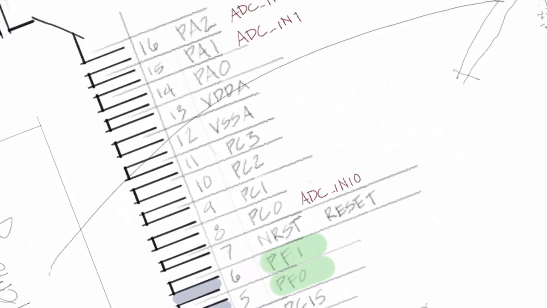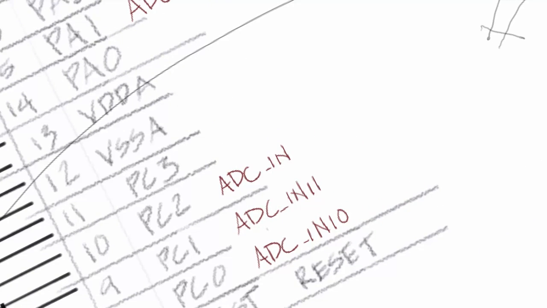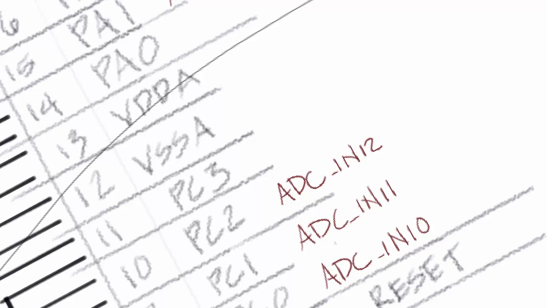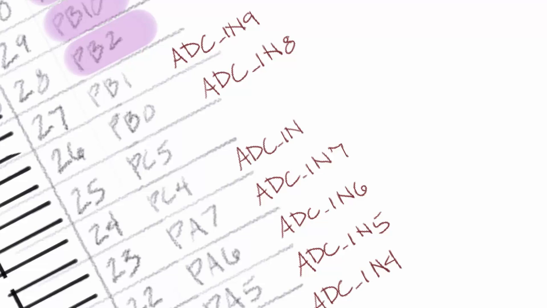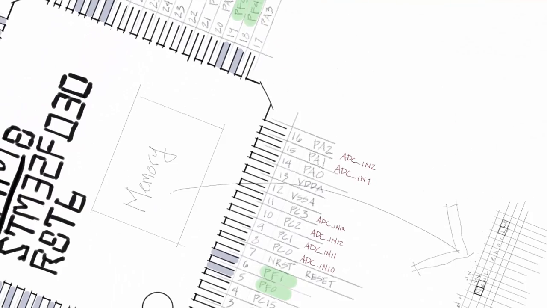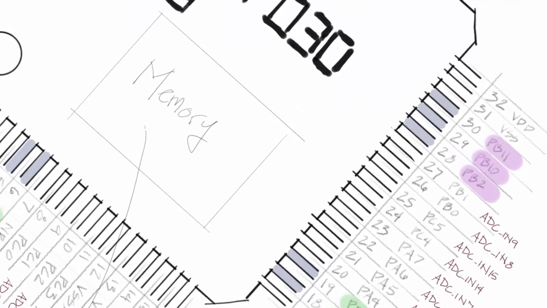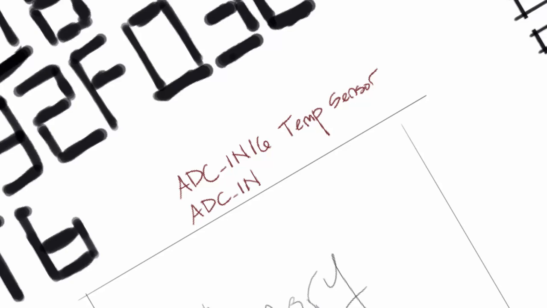And pin number 9 is ADC IN11. And pin number 10 is ADC IN12. And pin number 11 is ADC IN13. And pin number 24, all the way back over here, is ADC input number 14. And number 25 is ADC IN number 15. It looks like we only have 15 inputs or 15 channels. And the ADC number 16, I'm just going to write it over here somewhere, is the internal temperature sensor. And the ADC number 17 is the VREF.